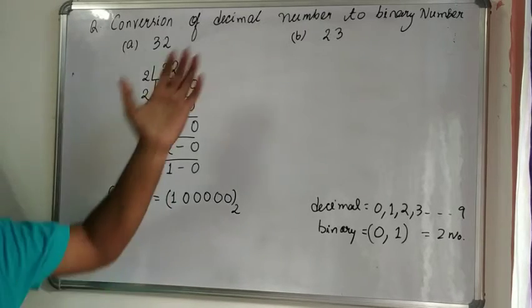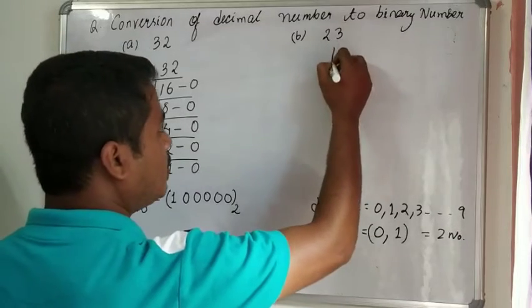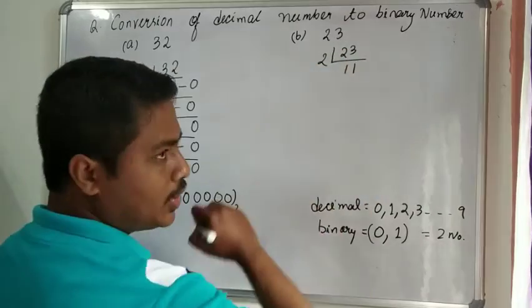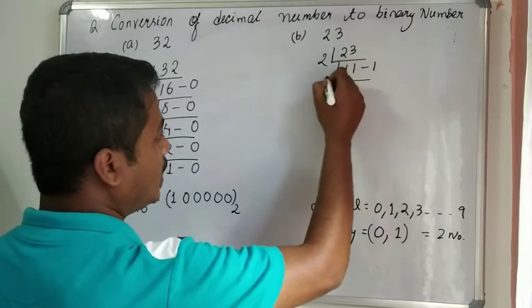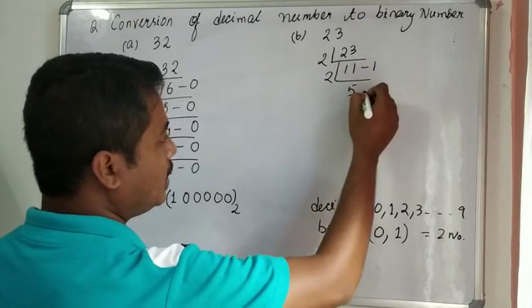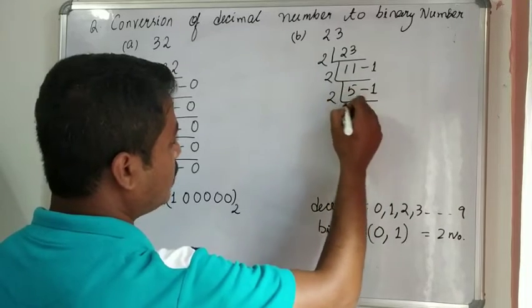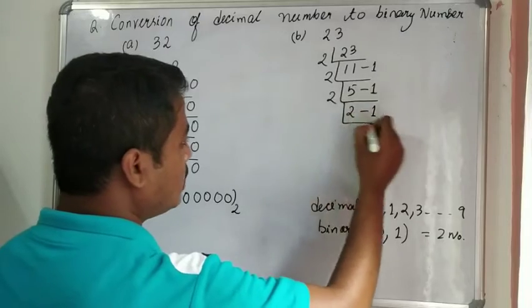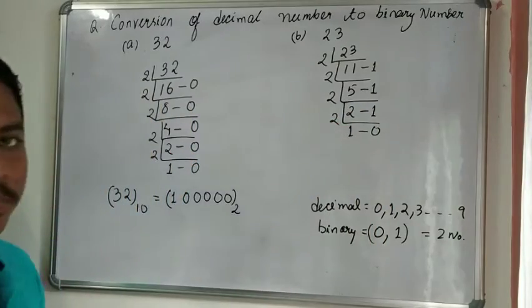The same way if I convert 23 into the binary number system, you divide it by 2. 2 11s are 22, so the remainder will be 1. If I divide 11 by 2, 2 5s are 10, again the remainder will be 1. Again divide by 2, 2 2s are 4, again the remainder will be 1. Again divide by 2, 2 1s are 2, and the remainder will be 0.